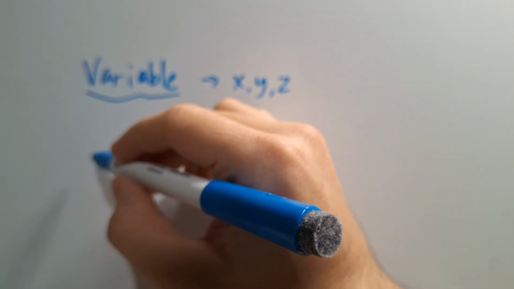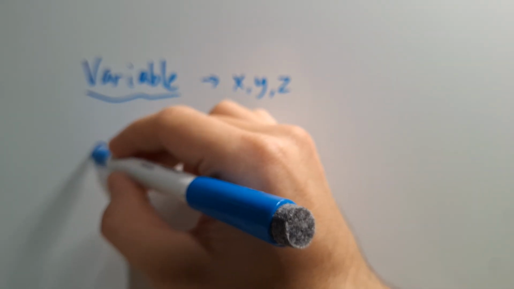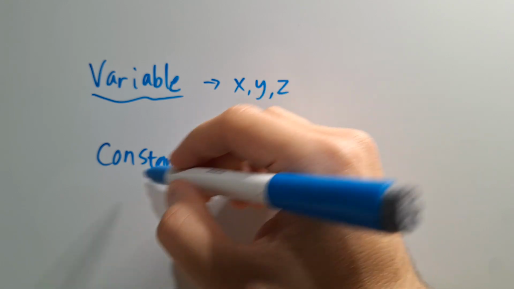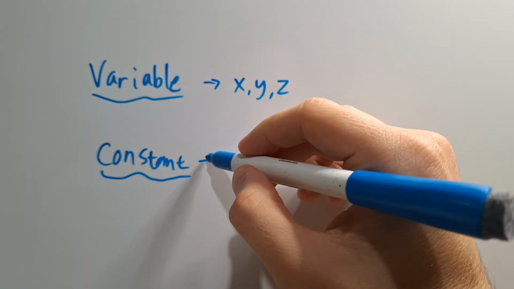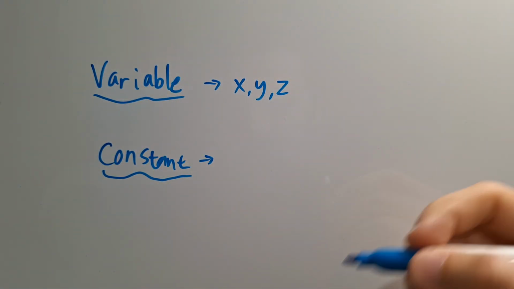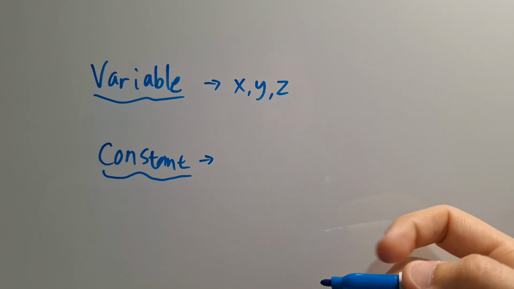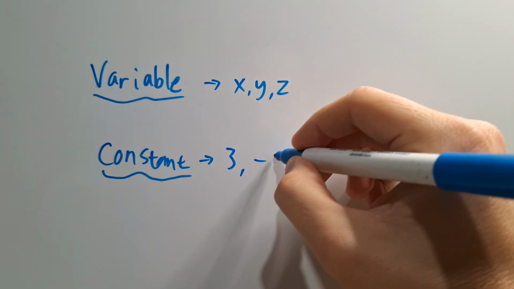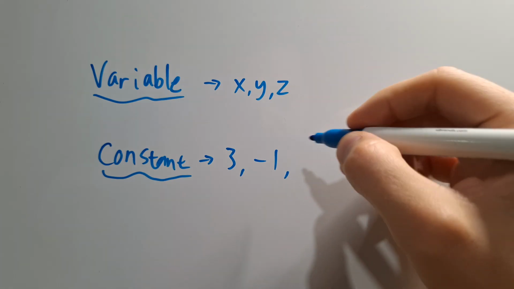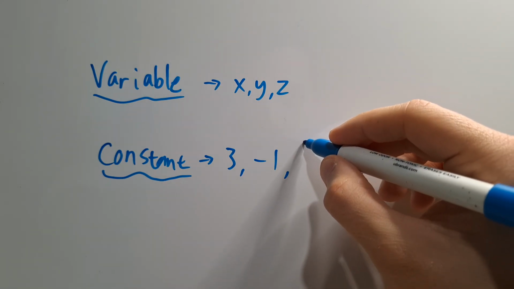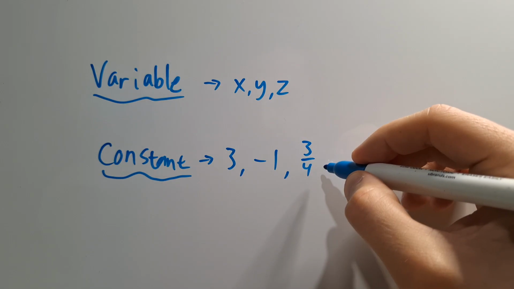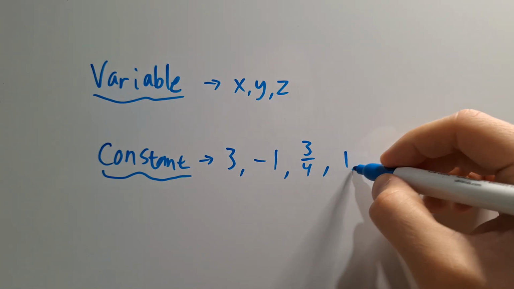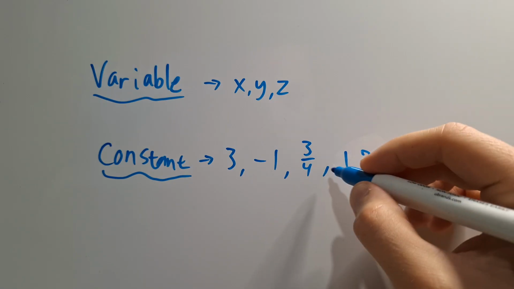Another important term I want to talk about is a constant. So what are constants? Constants are values that never change. So they're just numbers. So numbers like 3, -1, even fractions are constants too, 3/4, even decimals too. So 1.7. That's another example.